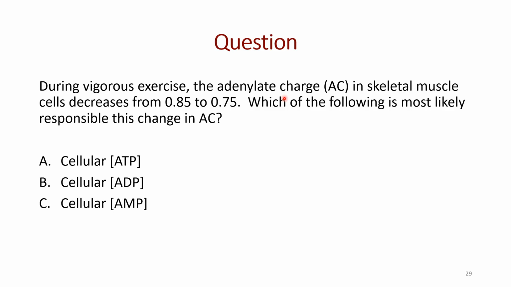And you say, yes, I remember when skeletal muscle exercises, AMP levels start to increase, and that AMP becomes a very powerful signal that it's time to make more ATP to give more energy to the muscle so it can do the work it needs to do. So clearly, AMP must be the most important signal that tells the adenylate charge what's going on. So if you were looking at answer C, you would be absolutely correct.